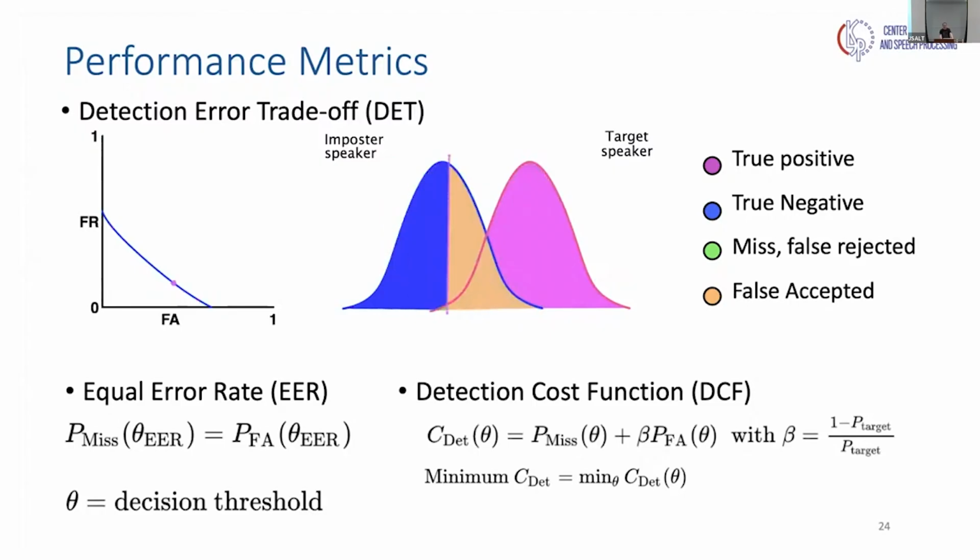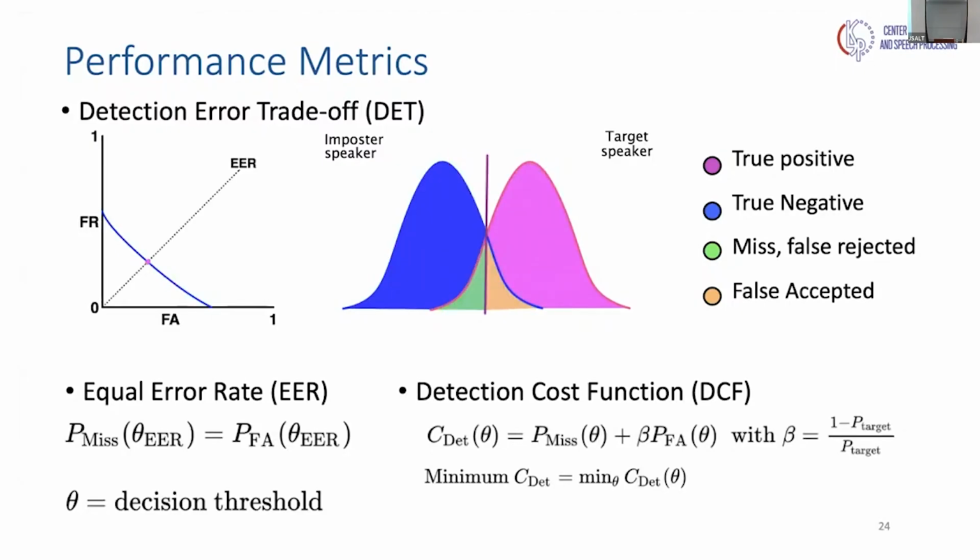The p-target is the prior probability of observing a target trial. For example, if you have an application where you expect that 10% of your trials will be target trials and 90% will be impostor trials. So you have to have some estimation of what you are going to get. Yes, it's something you expect a priori, and based on that expectation, you set your decision threshold to minimize this cost function. That's what we call the minimum cost function.